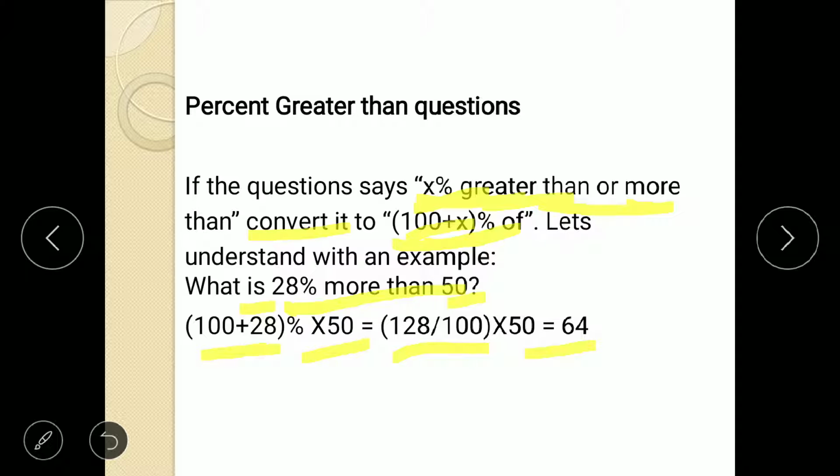So whenever it says greater than or more than x percent, what we have to do is only add 100 plus x, do 100 plus x percent of the whole, and then proceed with the question as we have just discussed in the other questions. So this becomes very easy.